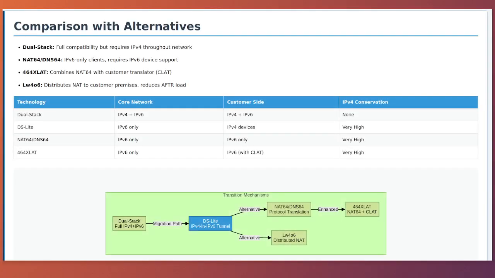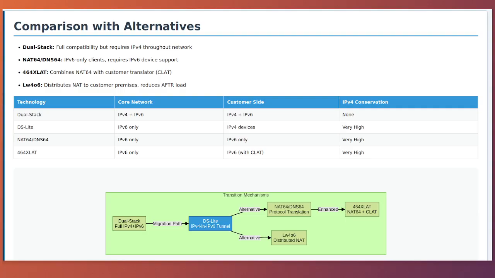DS-Lite versus alternative solutions. To fully appreciate DS-Lite's role in the IPv6 transition landscape, it is valuable to compare it with other transition mechanisms. Traditional dual-stack deployment, where every device and router runs both IPv4 and IPv6 simultaneously, remains the gold standard for compatibility. However, it requires substantial IPv4 address resources and operational complexity.